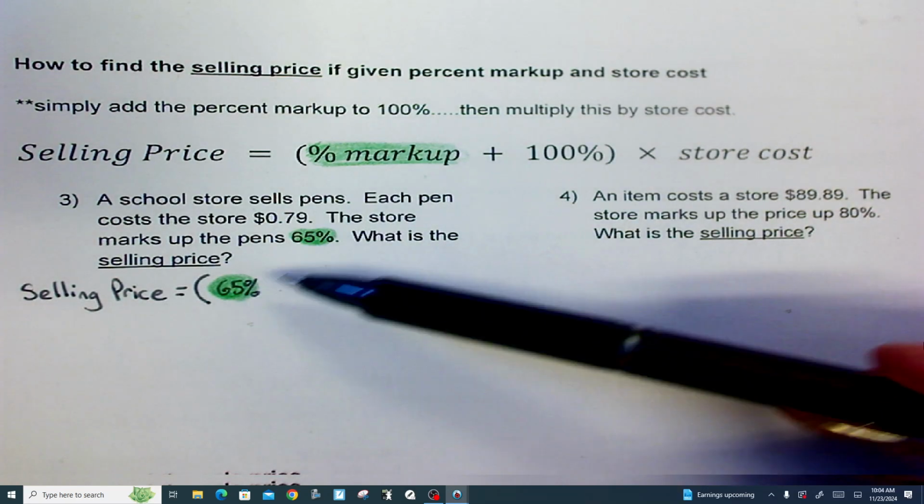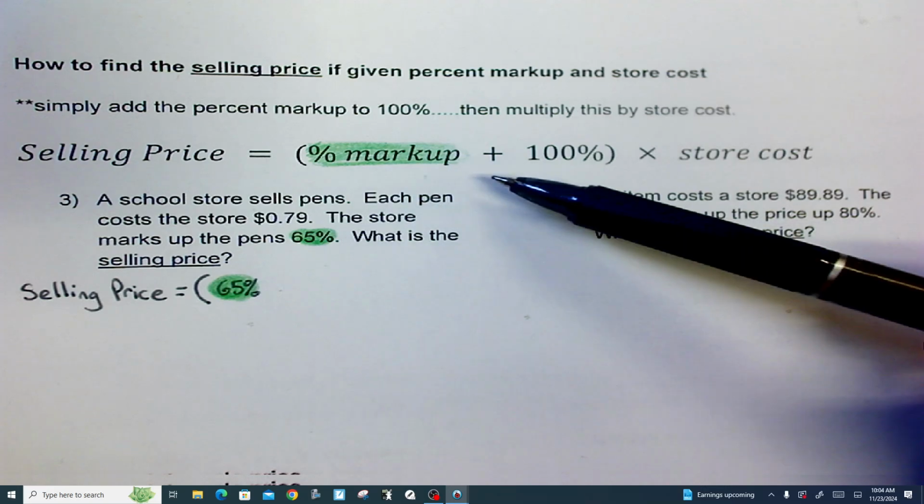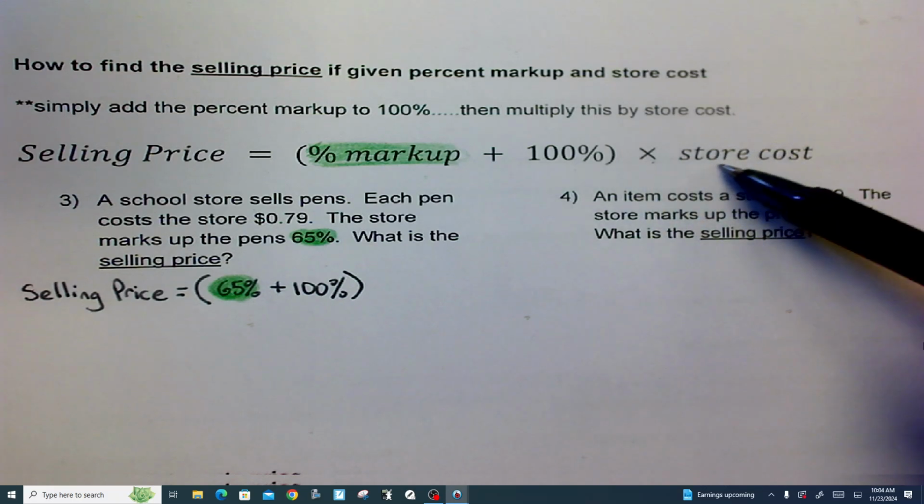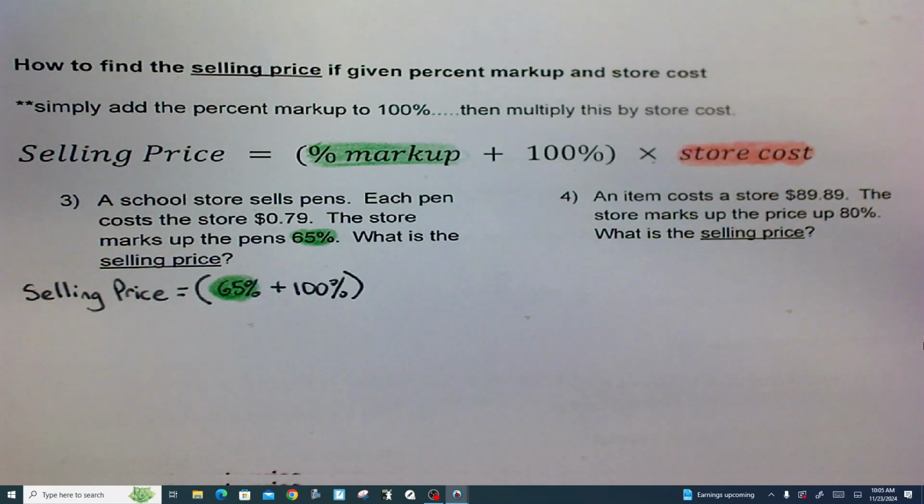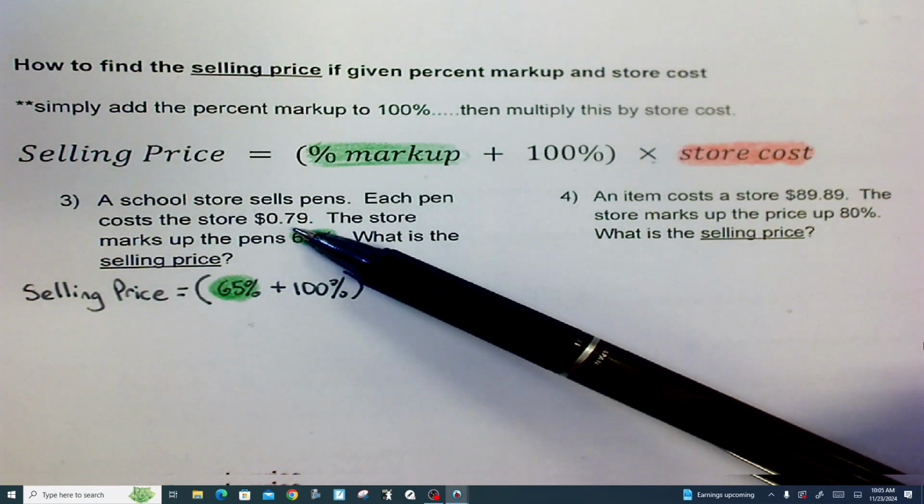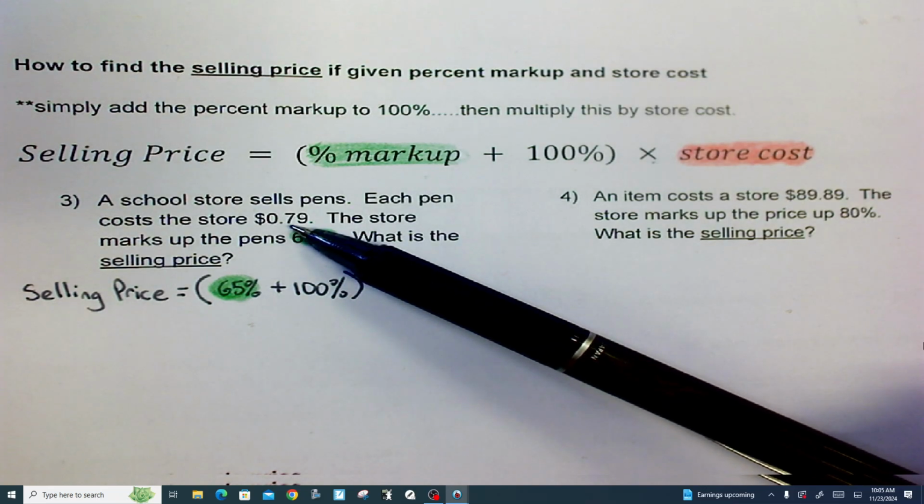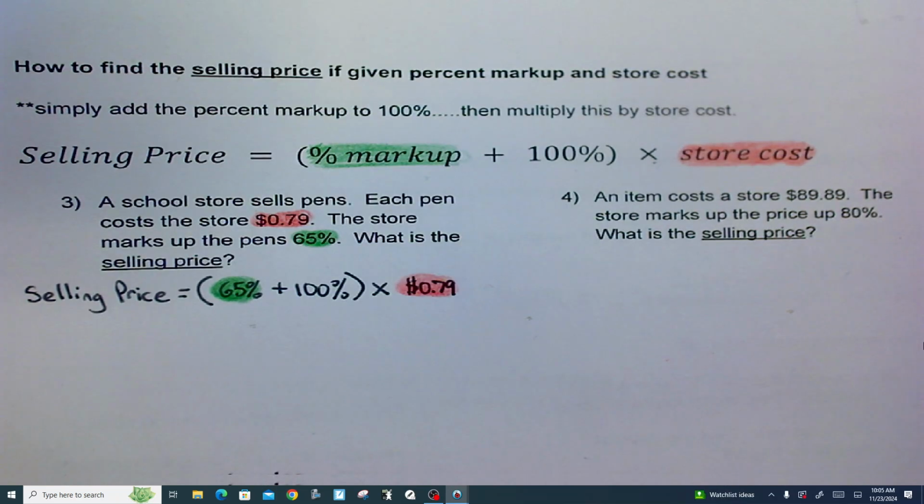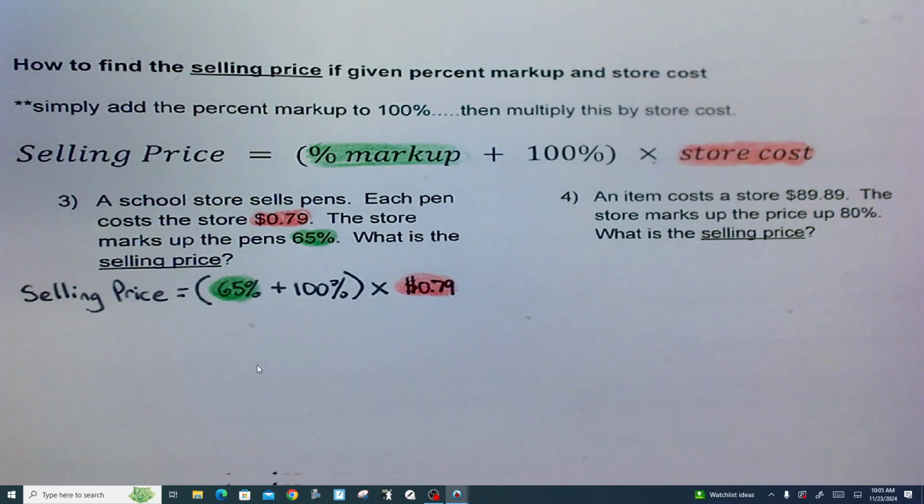So the 65% is going to plug in there, and now we add it to 100%, and then we have to times it by the store cost. And remember, that's how much that the store actually had to pay to get that pen into the store, and that was at 79 cents. Now that we've plugged in all the information for our formula, we can go straight to our calculator and do this in a couple of different ways.